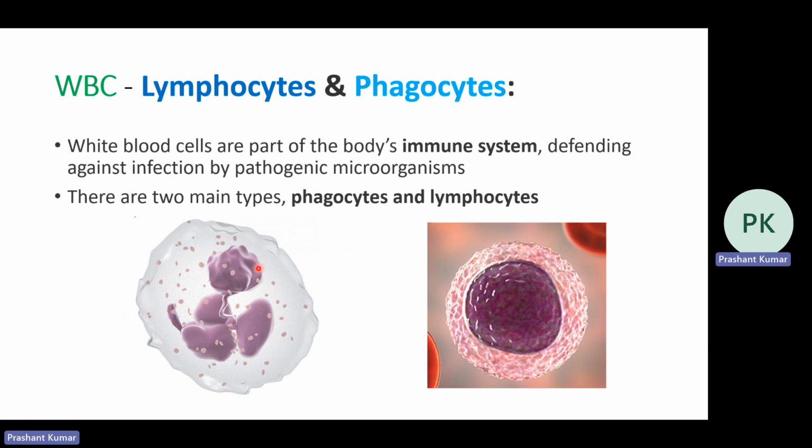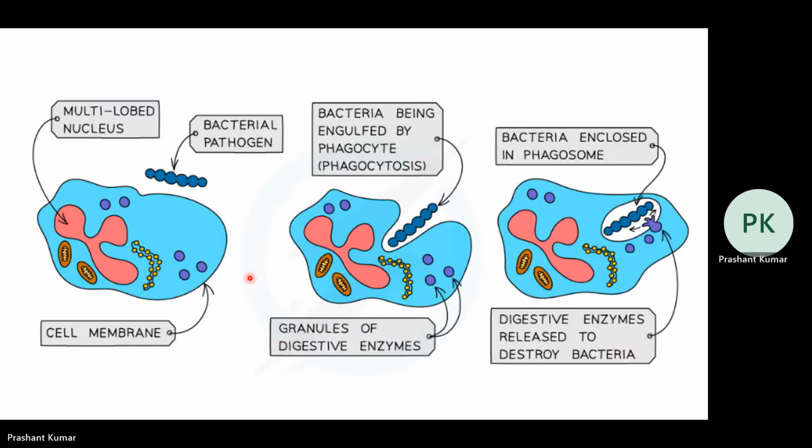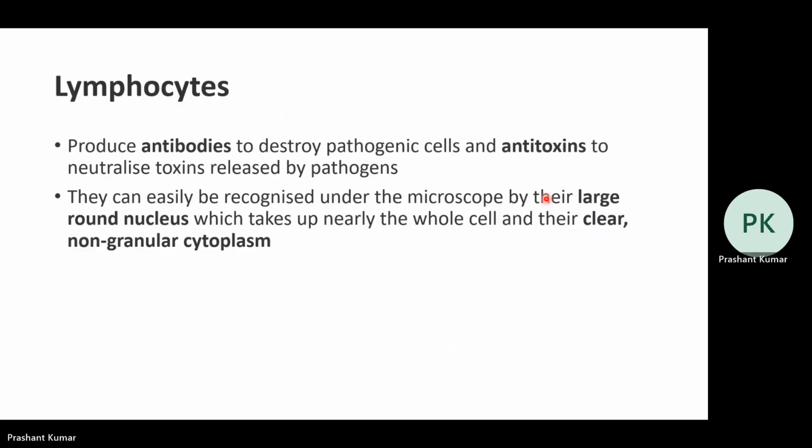So you can see here in this diagram, multinucleated and granules are also there. This is how the phagocytosis process takes place. This is the phagocyte, this is the cell, engulfed by phagocytosis, and then enzymes will destroy the bacteria. Lymphocytes have only one function. They produce antibodies. They have a large nucleus and they have non-granular cytoplasm. There are no granules.